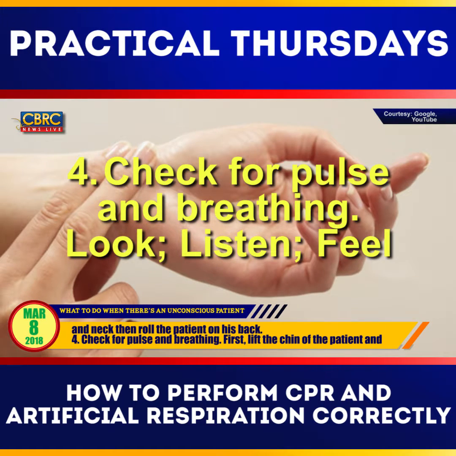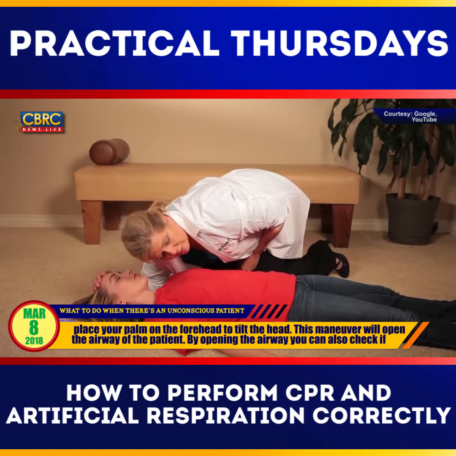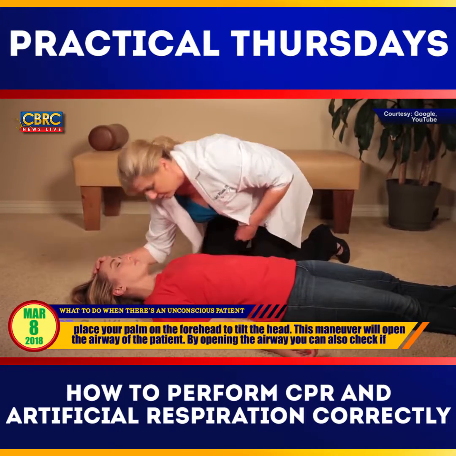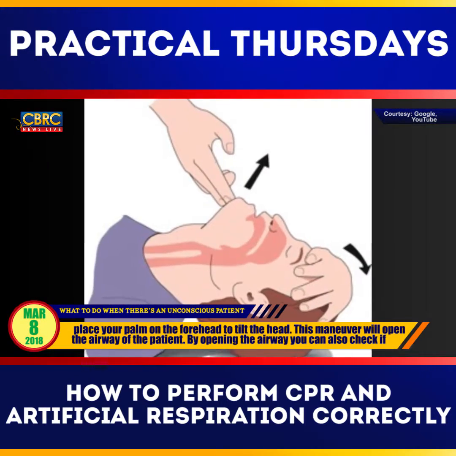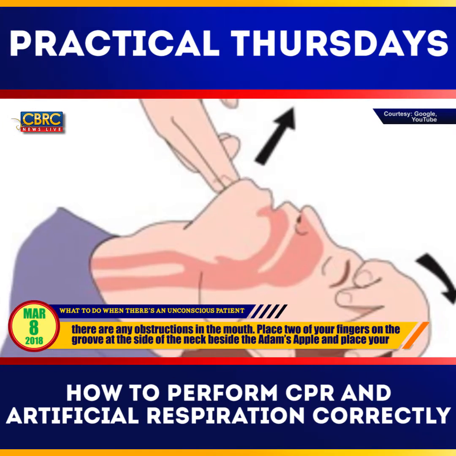Number 4, check for pulse and breathing. First, lift the chin of the patient and place your palm on the forehead to tilt the head. This maneuver will open the airway of the patient. By opening the airway, you can also check if there are any obstructions in the mouth.